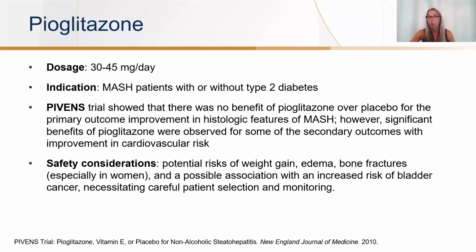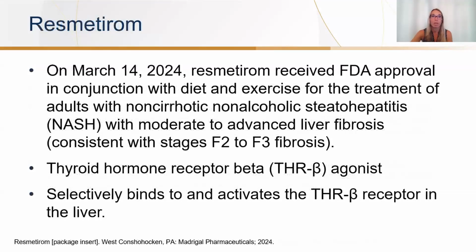There are some potential risks of weight gain, and we know our patients with MASH don't want to gain more weight, they want to lose weight. Also edema, bone fractures, especially in women, and a possible association with an increased risk of bladder cancer. So again, this necessitates careful patient selection and monitoring. But again, vitamin E and pioglitazone, we do see these in the guidelines as potential options in certain selected patients.